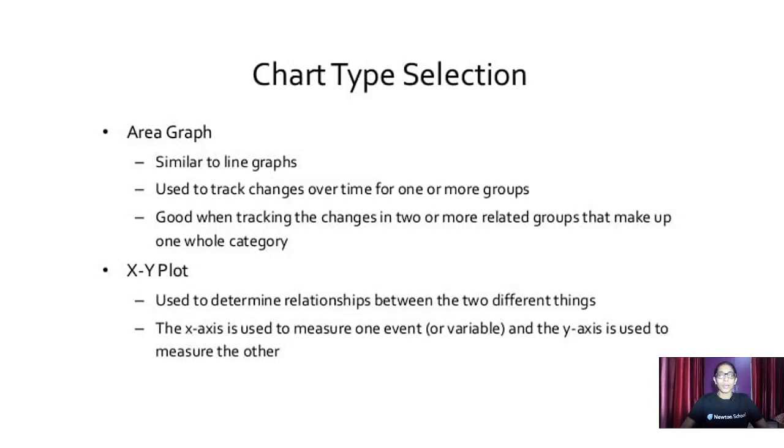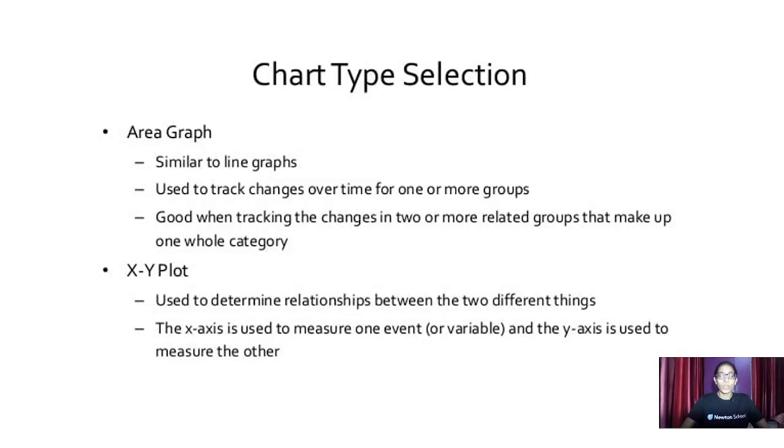In our very early classes, we used to build area graphs on graph paper. Similarly, we have to get through that. The meaning of an area graph is that, first of all, it is similar to a line graph. Second, it is used to track changes over time for one or more groups. So it is good when tracking the changes in two or more relative groups, because that is more helpful for a categorical view.